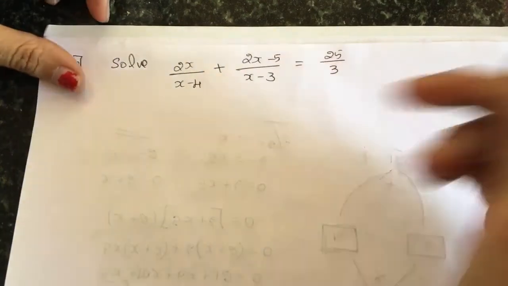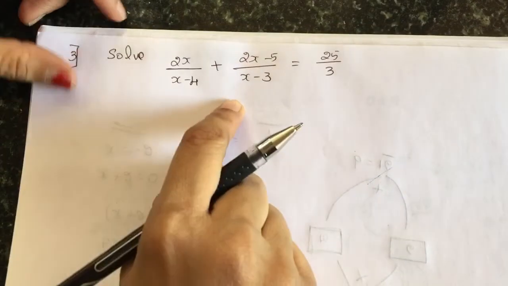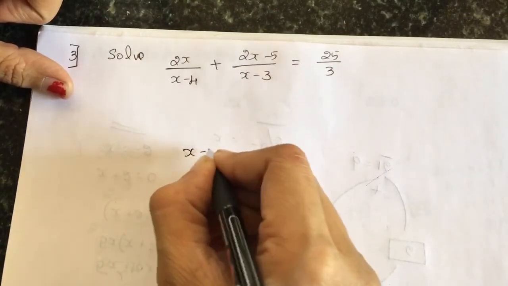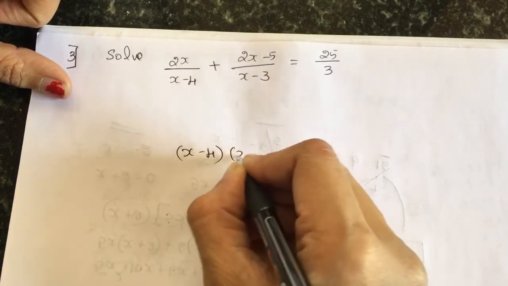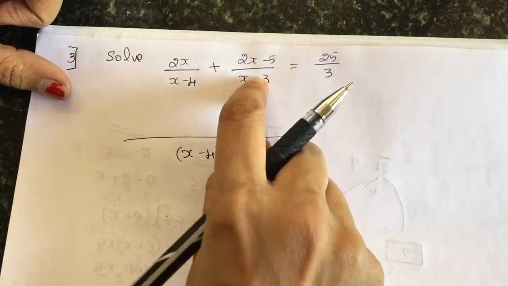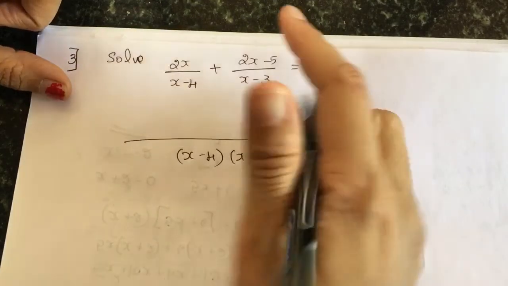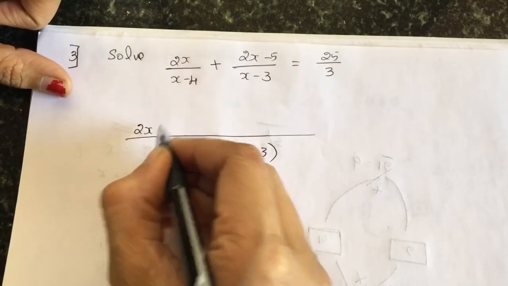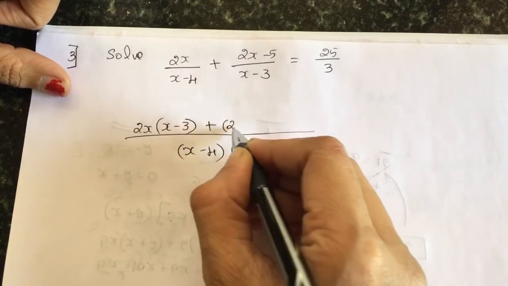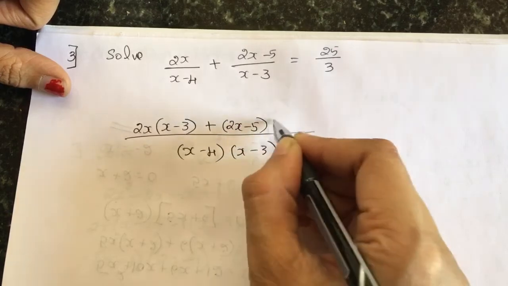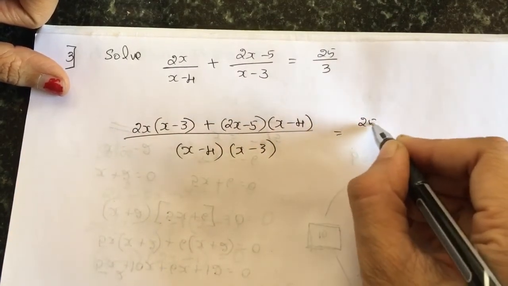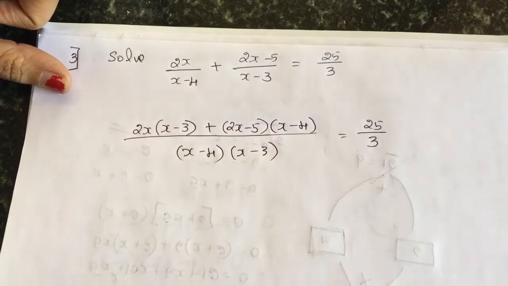Okay, so for that you have to simplify this. Take LCM. It's x minus 4 into x minus 3. Just multiply this to this to this. Okay, 2x into x minus 3 plus 2x minus 5 into x minus 4 equal to 25 by 3.